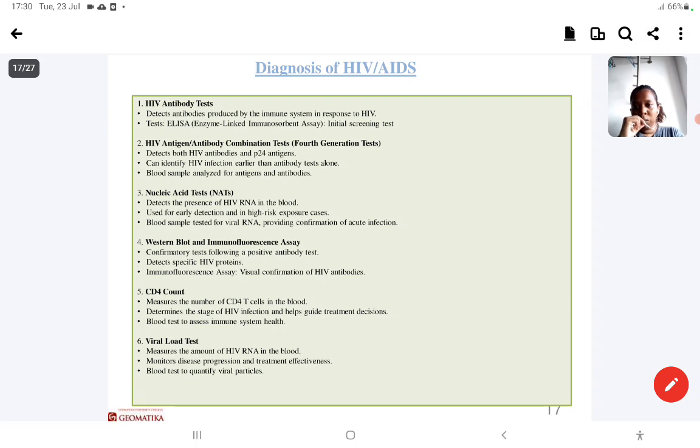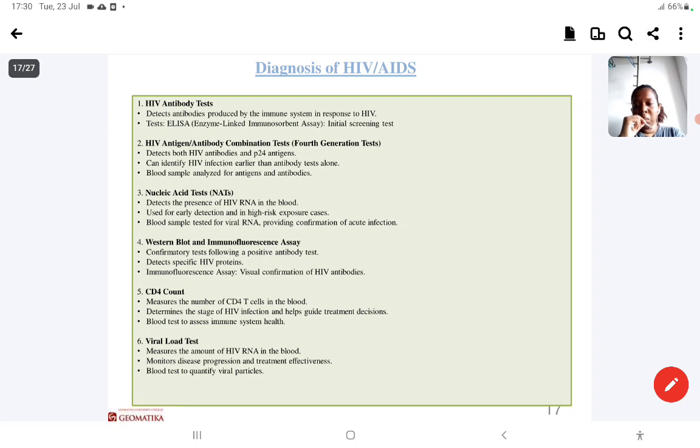Number four will be the Western blot and immunofluorescence assay. It confirms the test following a positive antibody test. It detects specific HIV proteins, and the immunofluorescence assay is a visual confirmation of the HIV antibody.